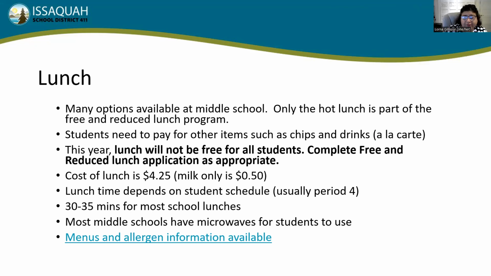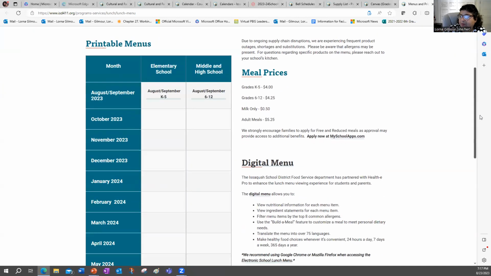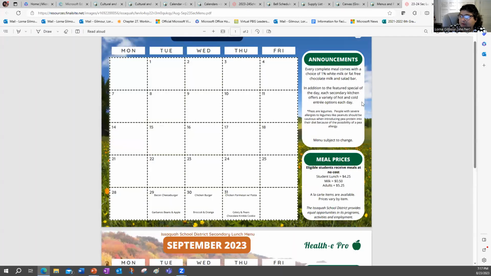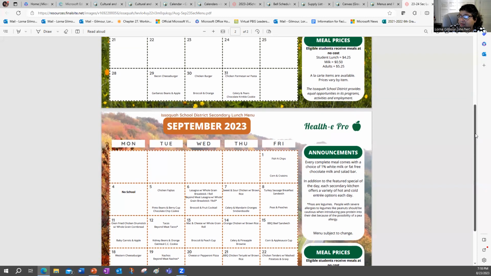They even have a microwave in middle schools, couple microwaves actually, so students who like to eat hot meals can heat up their meals. The menu and information about allergens are available on the website. You can check the website to see what kind of lunch meals are going to be available for your child, so that this way they can make a decision as to if they're going to buy lunch or take a home lunch. Buying lunch is $4.25 a lunch, and then if they buy milk, it's 50 cents.